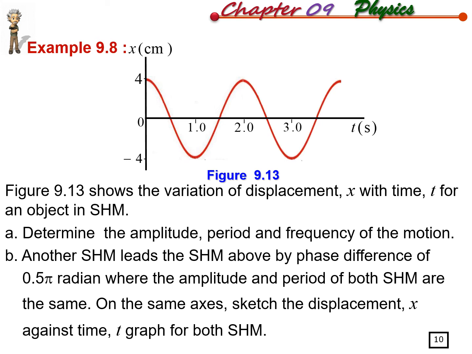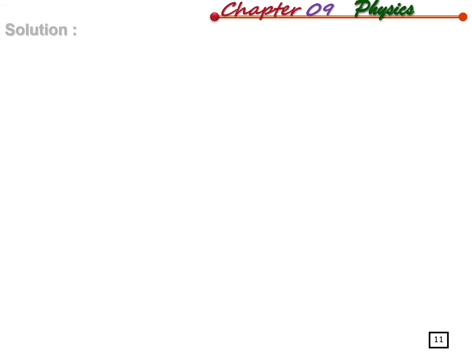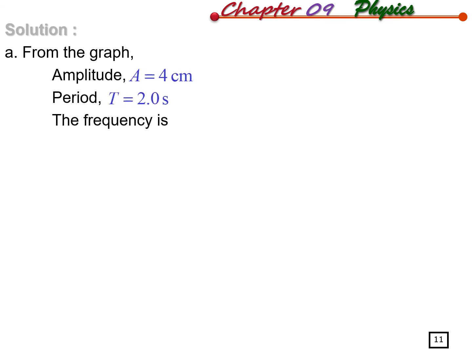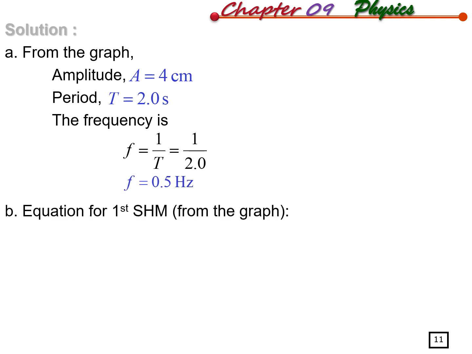Okay, and then we have another simple harmonic motion that leads the simple harmonic motion by a phase difference of 0.5 radian, where the amplitude and period of both simple harmonic motions are the same. So on the same axis, they wanted us to sketch the displacement against time for both simple harmonic motions. Okay, so we solve part A first. Solving part A, from the graph we can obtain the amplitude and period. From there we can calculate the frequency, which will end up with 0.5 hertz.